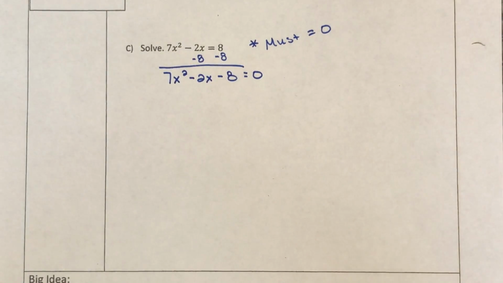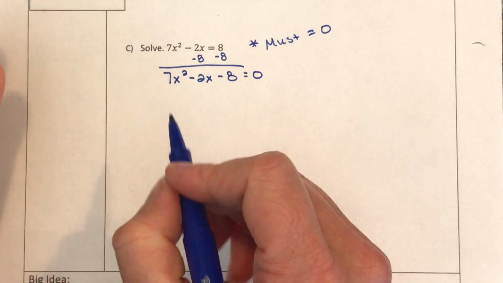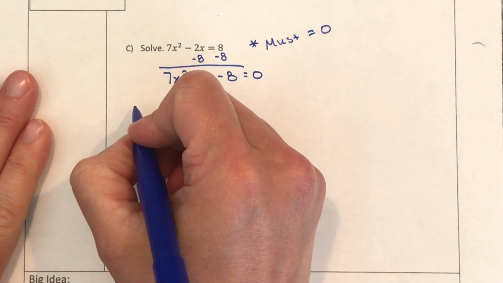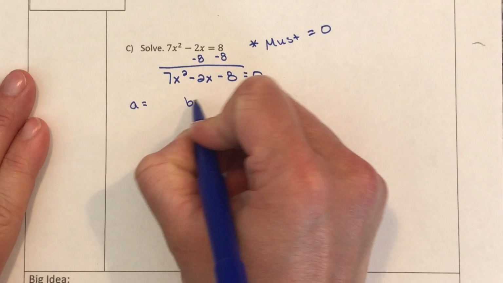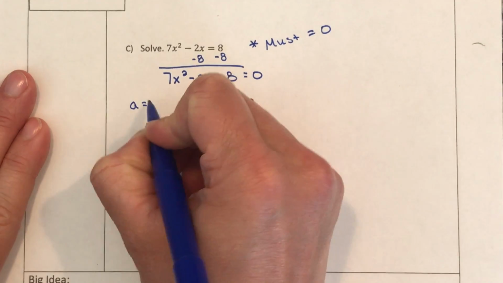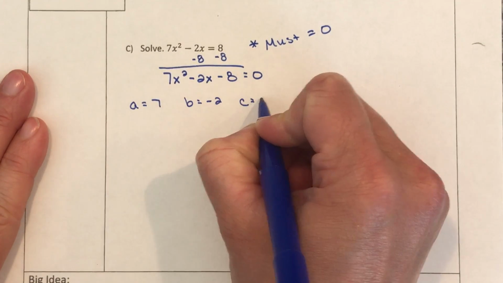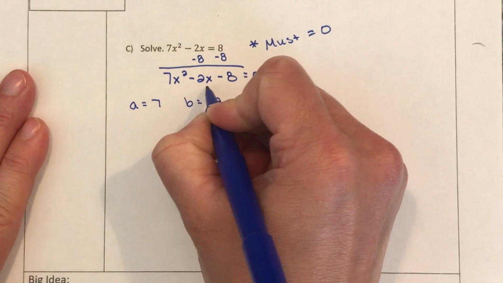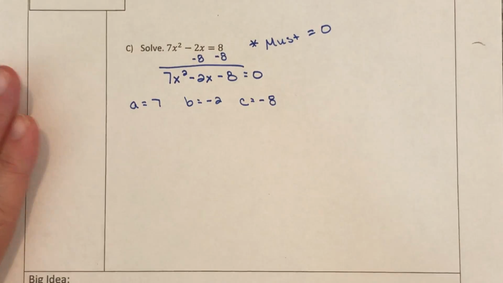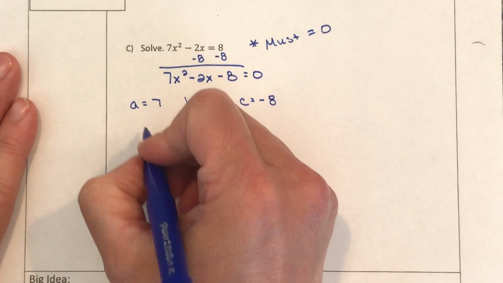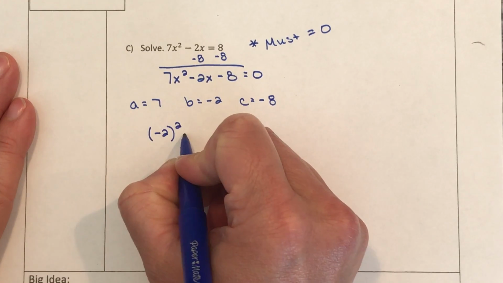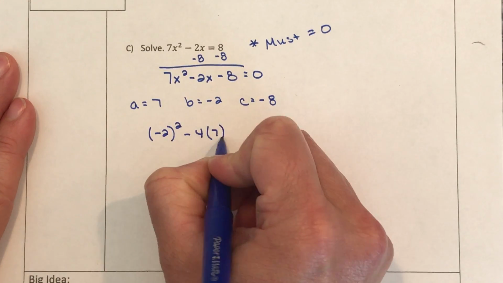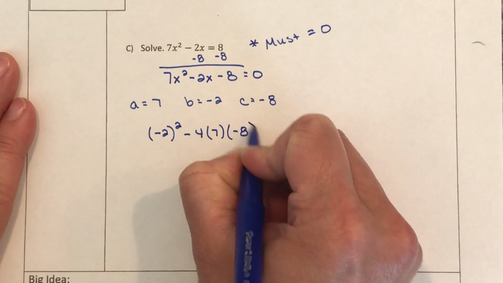Okay, my next step would be to come up with my discriminant. So how many solutions am I even going to have? So I have A, B, and C. 7, negative 2, negative 8, A, B, C. And then I find the discriminant. So it is B squared minus 4 times A times C.